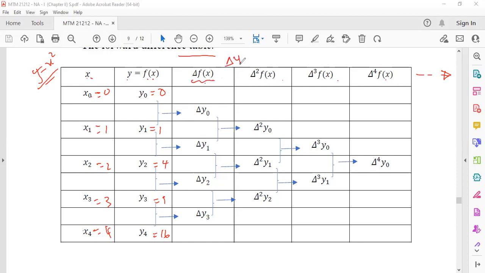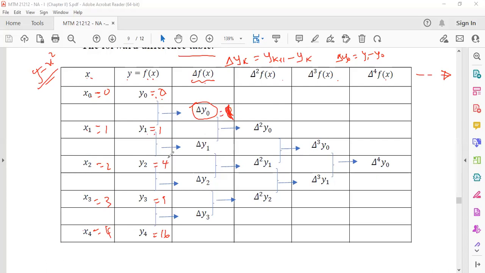It means delta yk, which is equal to y(k+1) minus yk. So these are the values. So if it is delta y0, what is that? y1 minus y0. So you have to find the difference of this minus this. Okay, did you get that? So y1 minus y0. So what will be the answer? 1 minus 0 will be, for this example, 1.